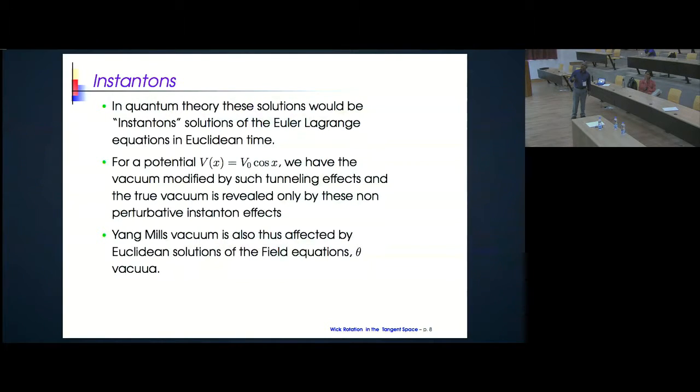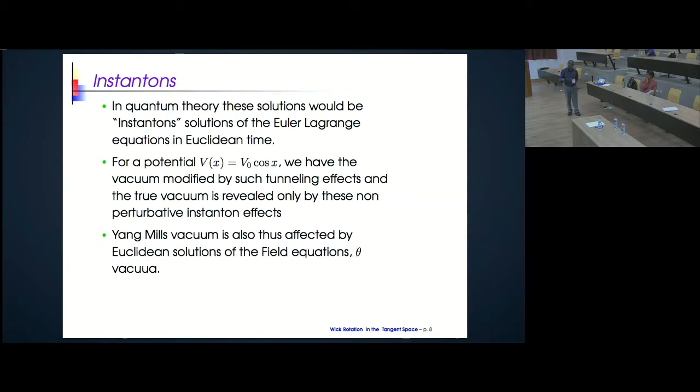So in quantum theory, these solutions that tunnel from one point to another would be instantons. They're solutions of the Euler-Lagrange equations in Euclidean time. Suppose I consider a potential that looks like this. It's similar to the earlier one, except that x is no longer periodic. You have the vacuum modified by tunneling effects, and the true vacuum is revealed only by these non-perturbative instanton effects.